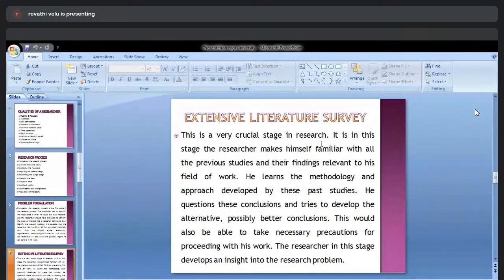It is in this stage the researcher makes himself familiar with all the previous studies and their findings relevant to his field of work. He learns the methodology approach developed by past studies in that topic. He questions these conclusions and tries to develop an alternative, possibly better conclusion. So he would also be able to take necessary precautions for proceeding with his future work. The researcher in this stage develops an insight into the research problem.